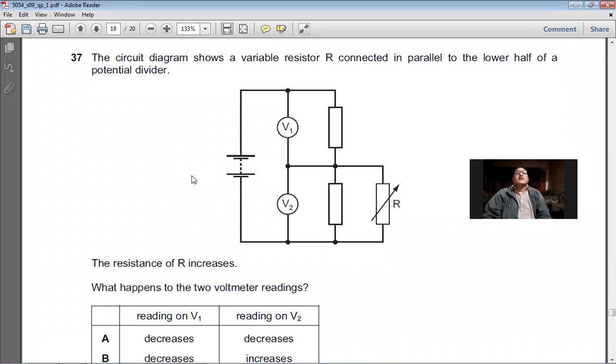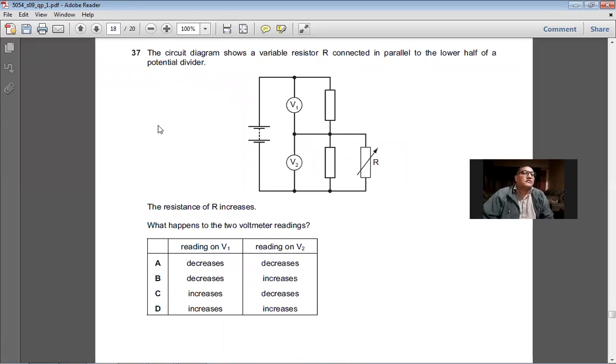Okay. The circuit diagram shows a variable resistor R connected in parallel to the lower half of a potential divider. The resistance of the R increases. What happens to the two voltmeter readings? So as you increase this R, the total resistance of these two will increase. So the R2 value will increase. So the V2 will increase and the V1 will become smaller.